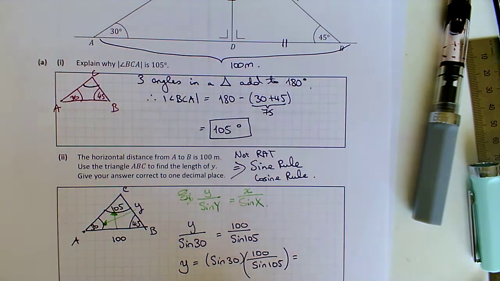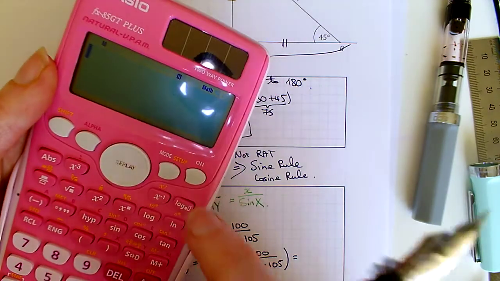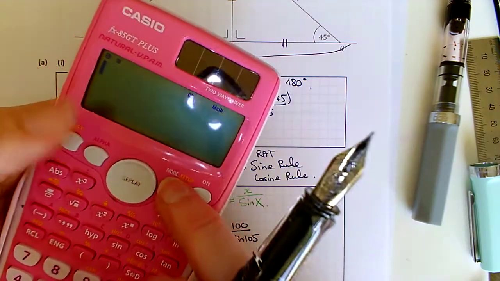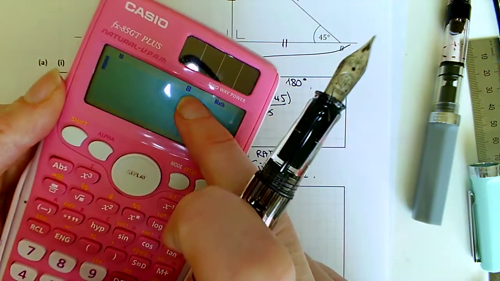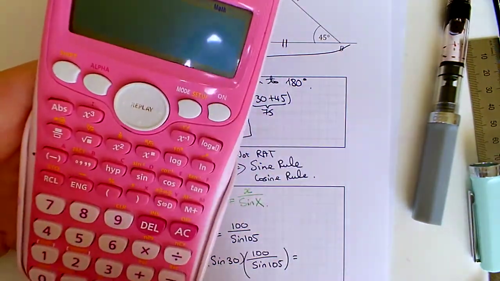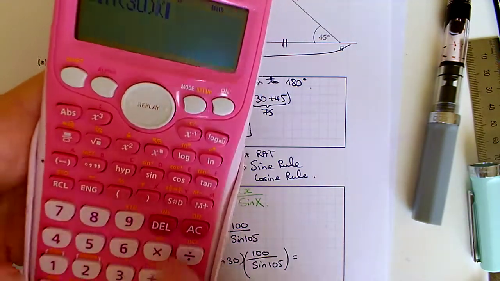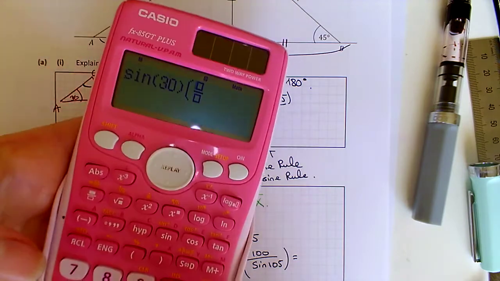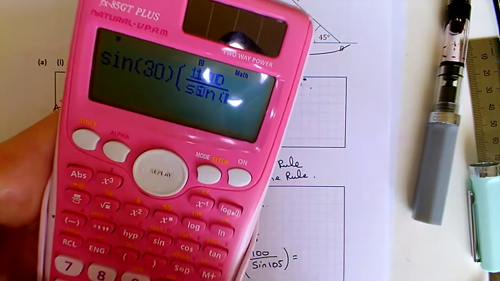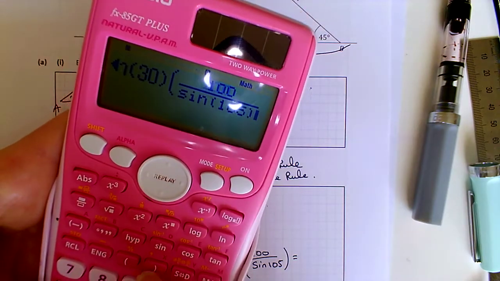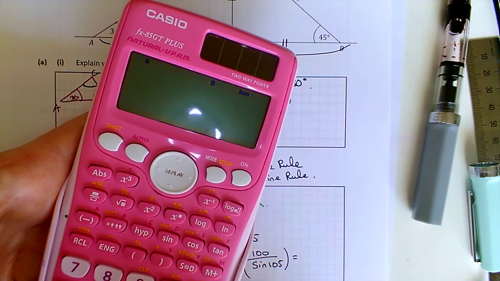And I would do that in my calculator in one step. Make sure your calculator is in degree mode. Mine's in radians at the moment. So I need to change that to degrees, because I'm working in degrees. You get the wrong answer if it's stuck in radian mode. So I have sine of 30 multiplied by 100 over sine of 105. I'm going to get a decimal because I know that sine of 105 is not a nice neat angle.